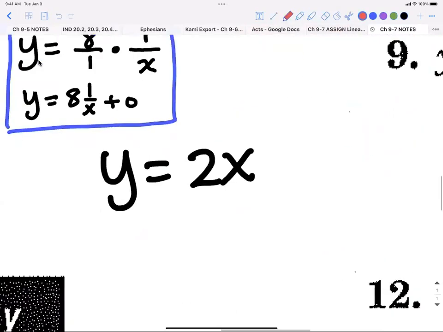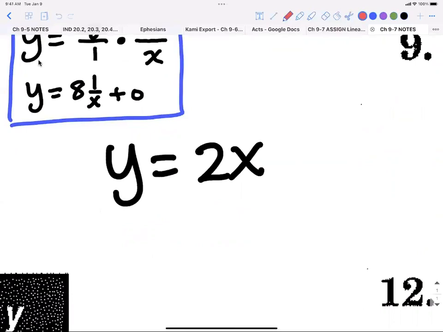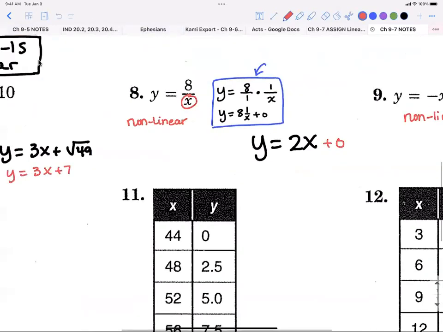How about this one? Y equals 2x. Would you guys say that's linear or nonlinear? Linear, because really it's there, but it's not there. It's in y equals mx plus b. Okay. Your b is just a 0, which means your graph would go right through the origin. So, all right. How do you do it when it's in a table?